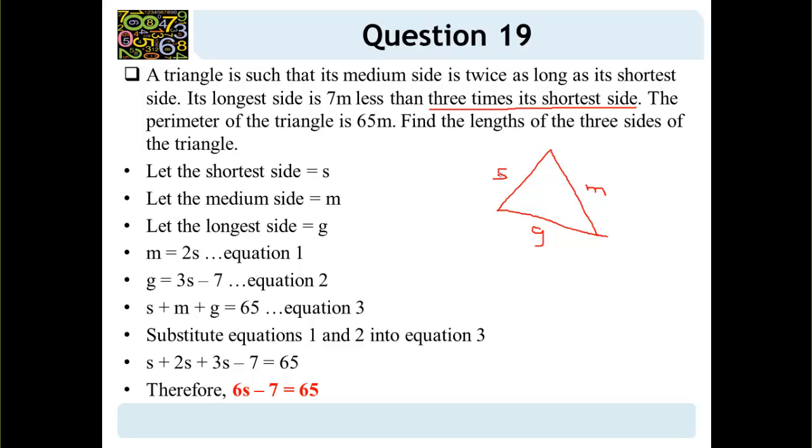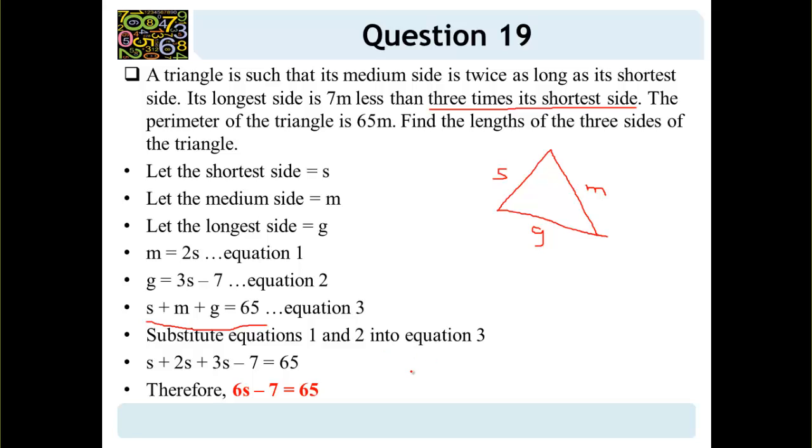Now, we want to have only one variable. Okay? We want to find the shortest side first, because that's the main thing. And once we find the shortest side, we can substitute in equation 1 to find the medium side. Then after finding the medium side, we can substitute for the shortest side in equation 2 to find the longest side. So basically, from this equation, S plus M plus G equal to 65, we want to find the shortest side first.